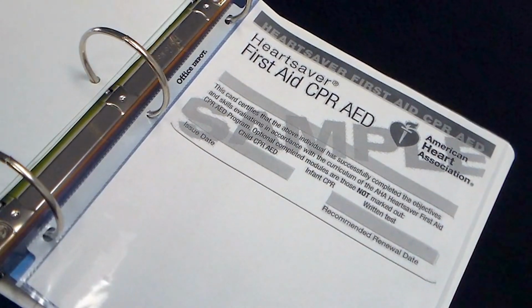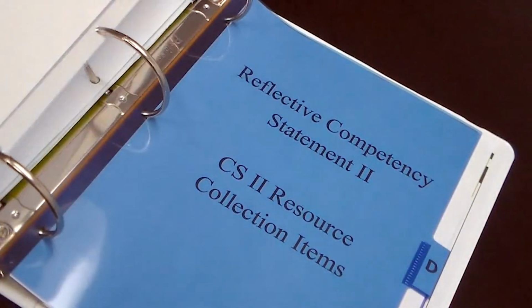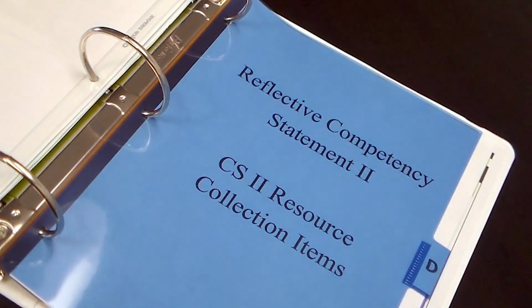Statement 2 and Resource Collection 2 will then go into tab D. Continue assembling your reflective statements together with the related resources through tab H. Once you complete tabs C through H, your portfolio is almost complete. The final component, tab I, is your Professional Philosophy Statement.